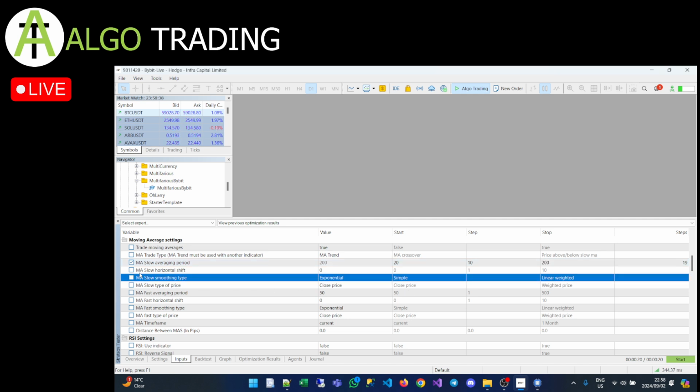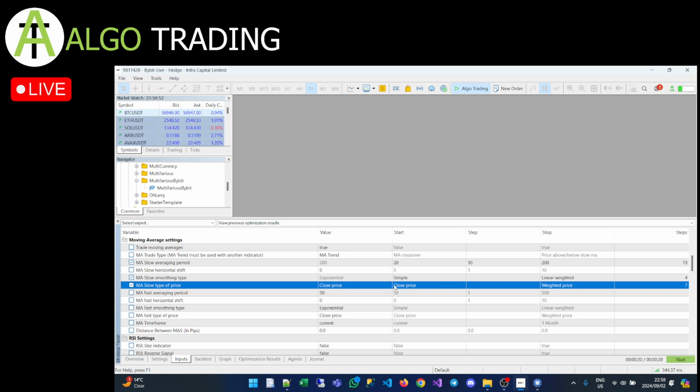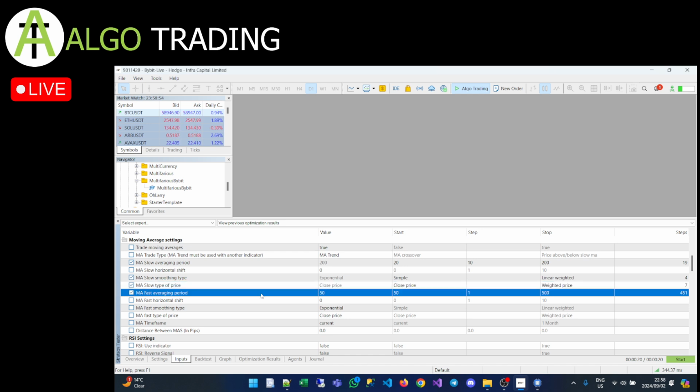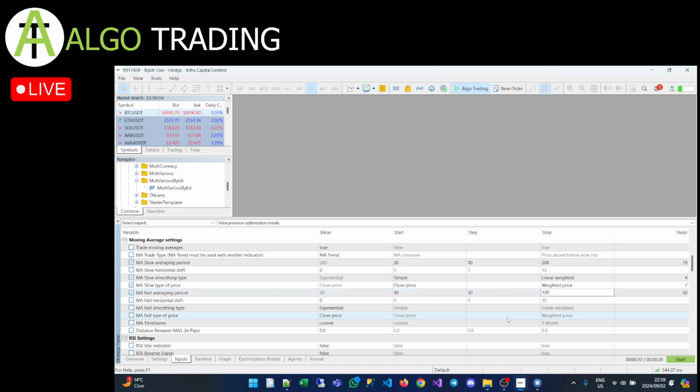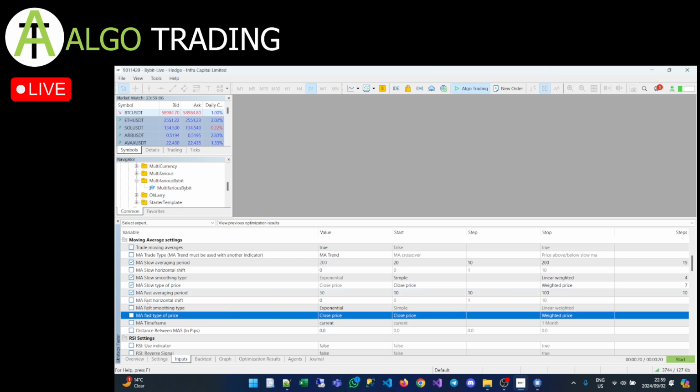Okay. The horizontal shift, I'm going to keep it as 0. We don't want it to shift. We could change the type if it's going to be an exponential moving average to simple moving average. We can optimize for the price. And then the fast moving average, I'm going to start at 10, go up in 10, and go to 100. Okay, we're going to leave the shift.